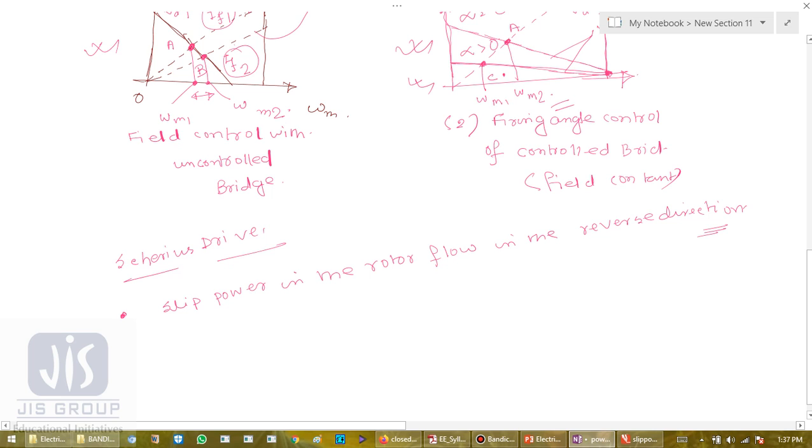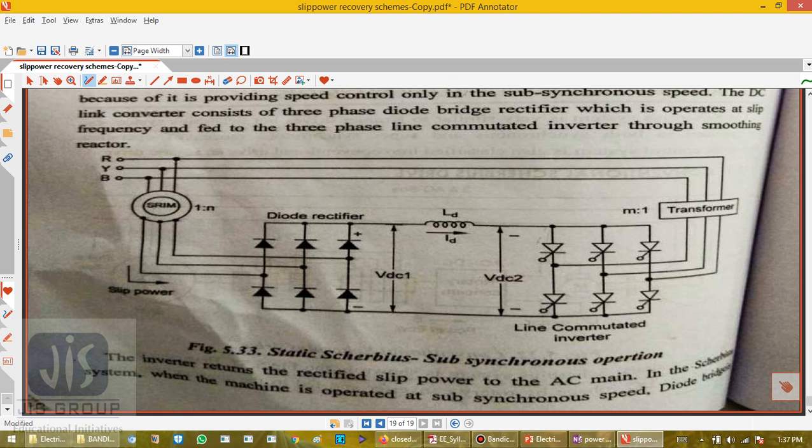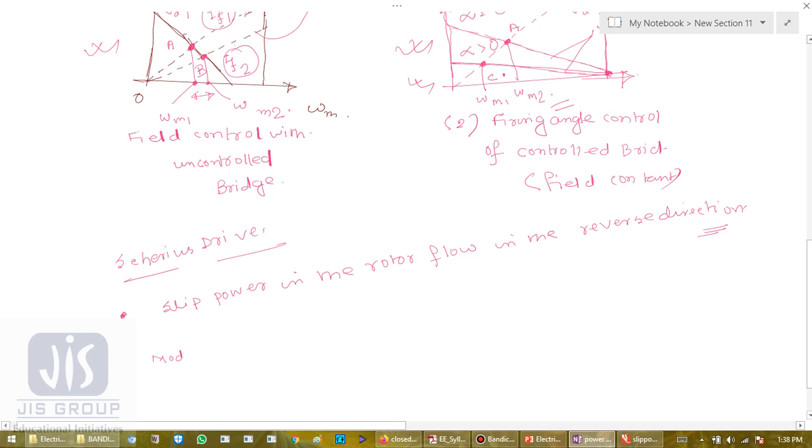Now one thing, if you see the figure, if this diode rectifier on the machine side is replaced by a thyristor rectifier, the slip power can be controlled to flow in either direction. So if we replace this diode rectifier by a thyristor rectifier, then we can control the speed in both directions, and that's why it operates in two modes. Mode 1 is known as subsynchronous motoring, and mode 2 is known as subsynchronous regeneration.